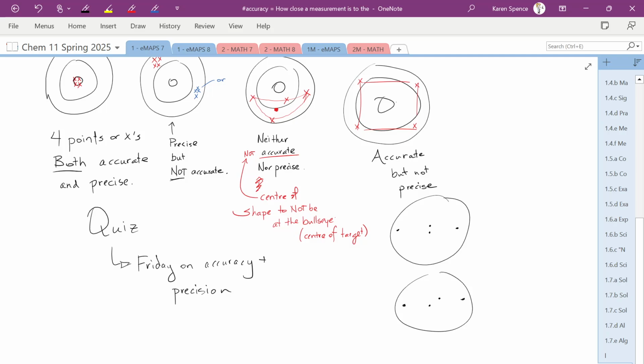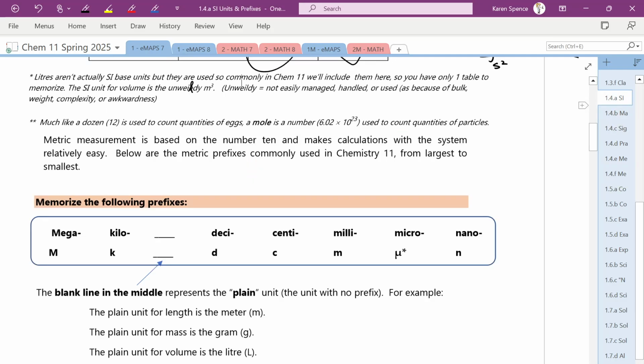All right. Accuracy and precision it was. We're going to take a quick diversion to some units. 1.4a.